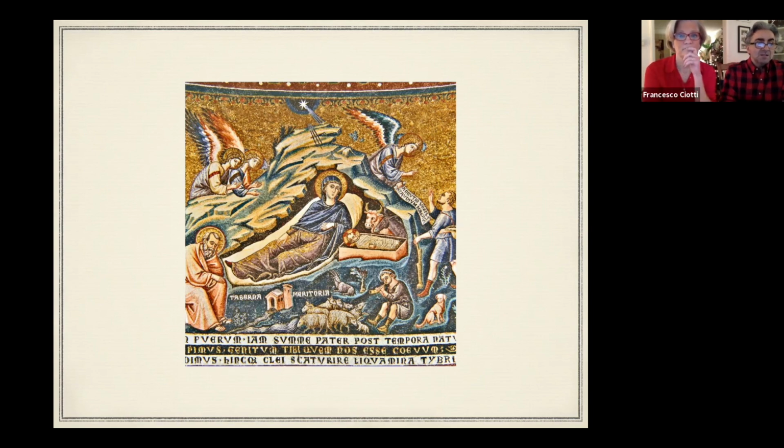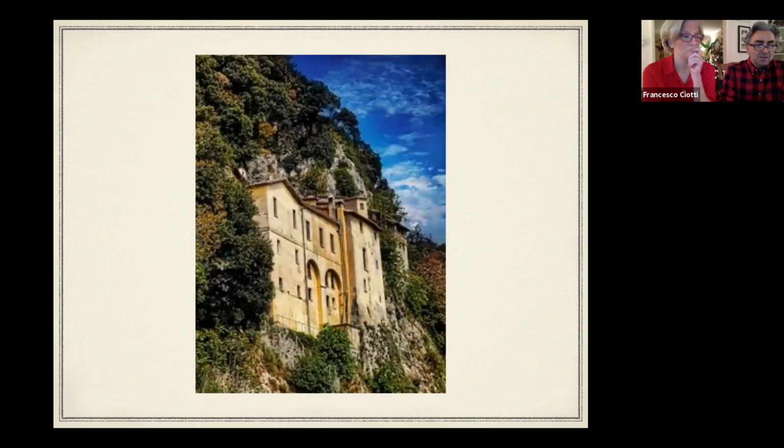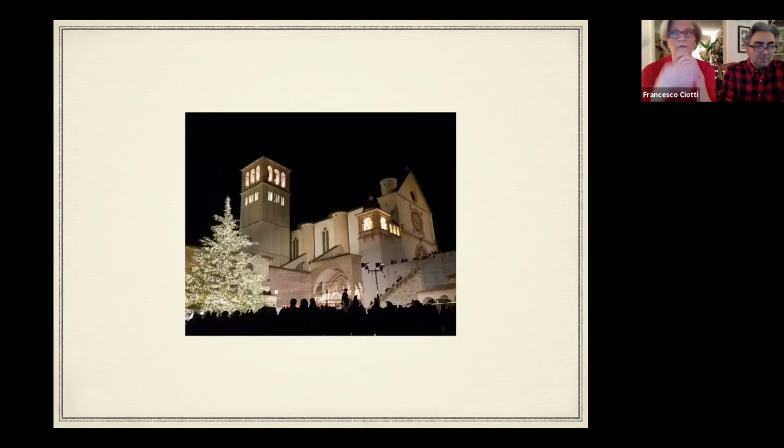And the scene that he created in the small town of Greccio, near his hometown of Assisi, is in reality much more profound than simply staging the nativity scene. Francesco did want to create something more than just the staging of the scene. But to appreciate this, we have to understand the situation that Francesco was living in.